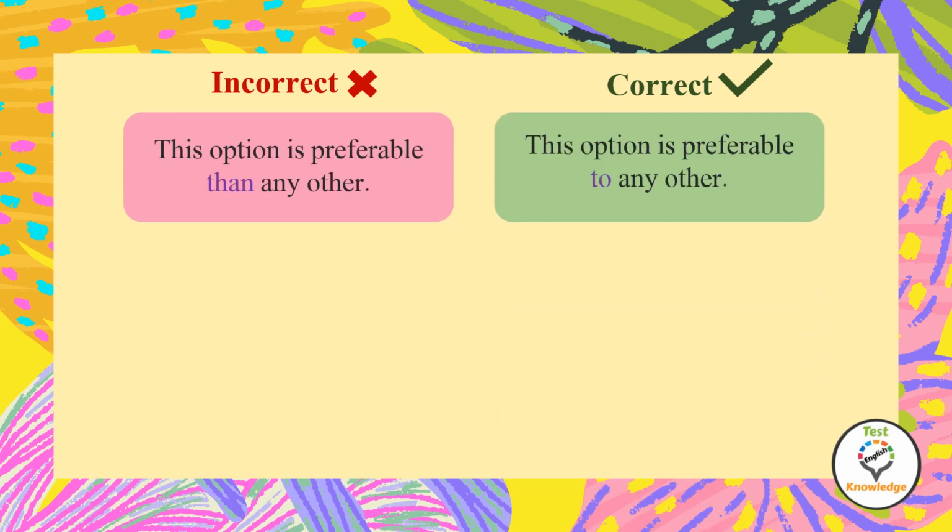This option is preferable than any other. This option is preferable to any other. Prefer is used to compare between two or many things. So for comparing, we use "to". We do not use "prefer than". It's not "rather than". It's preferring to.